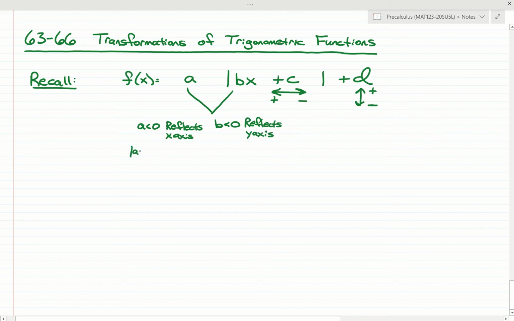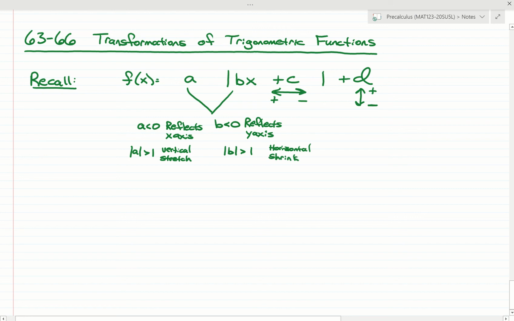If the absolute value of A is bigger than 1, similar to if the absolute value of B is bigger than 1, the graph is going to get narrower. But if it's on the outside, this is called a vertical stretch. If it's on the inside, this is called a horizontal shrink.